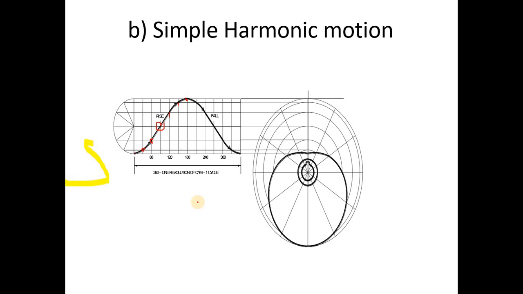Remember, if there is some dwell, you must draw a plain horizontal line for the dwell. In this particular case which I have shown over here, there is no dwell. Hence you can see the rise is just followed by the return stroke of the follower.